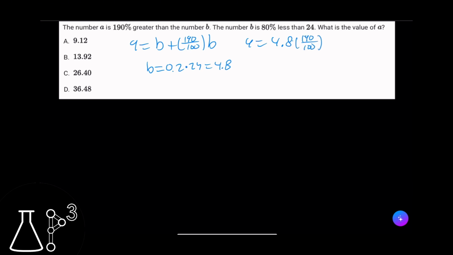Wait, plus here, sorry. Let me write that up. I made a mistake here. It would be A equals 4.8 plus 190 divided by 100 multiplied by 4.8. And if we plug it into decimals, we'll get the answer 13.92, ultimately being A.